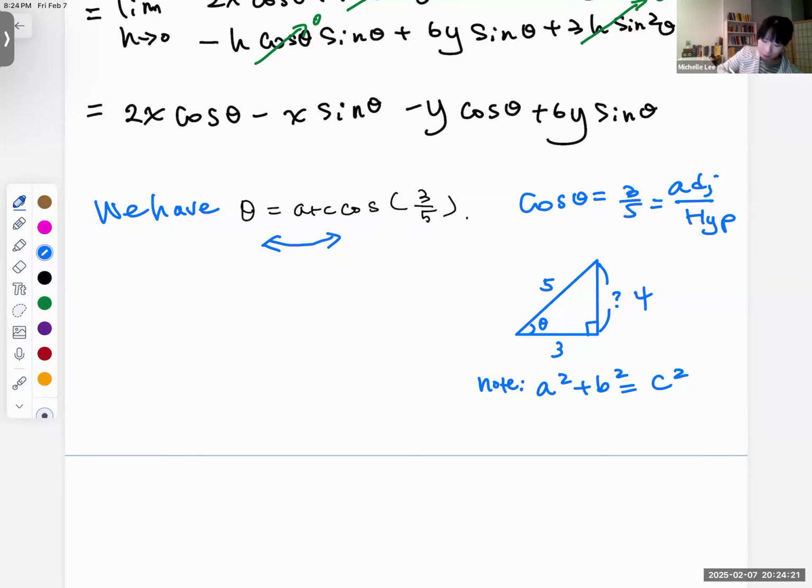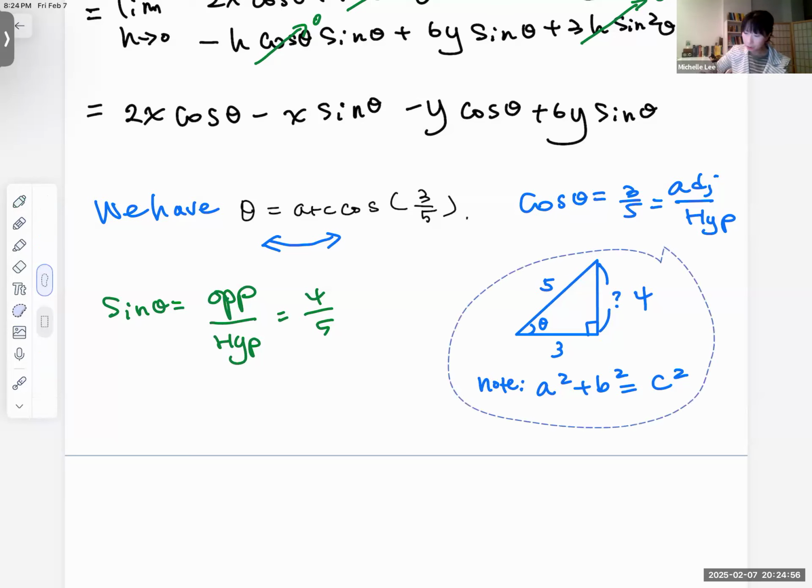Then what's the sine theta? Sine theta, which is opposite over hypotenuse. So in all my trigonometry classes, the previous students, they always say SOHCAHTOA, SOHCAHTOA, right? So okay, opposite. So opposite side is 4 and hypotenuse is 5, right? Okay, then we can conclude.